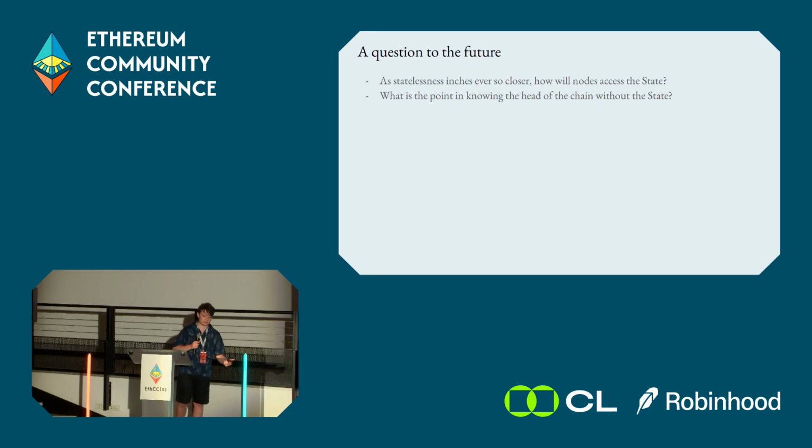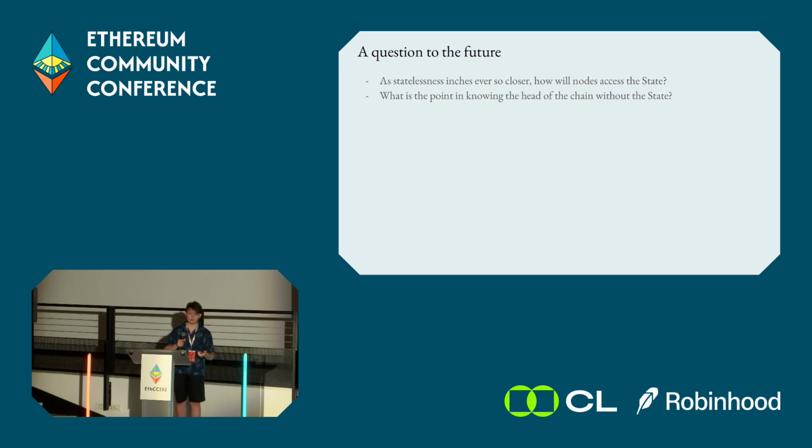So a question for the future, as statelessness inches ever closer, whether it's Verkle or binary trees, or ZK proofs: how will nodes access the state? In a lot of talks I attend, there's always, oh, we'll do all this with ZK proofs, but there's never really talk about how we'll manage this data in a ZK or post-quantum world. Over time, with solutions like FOSSIL and inclusion lists, so that people aren't censored, it's how will users actually access the state in a decentralized manner?